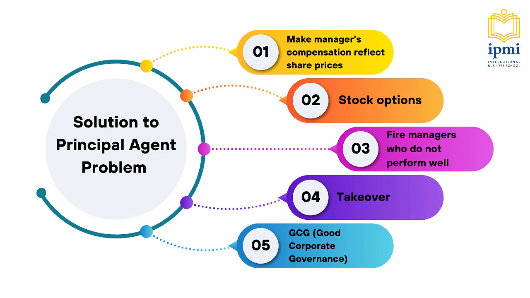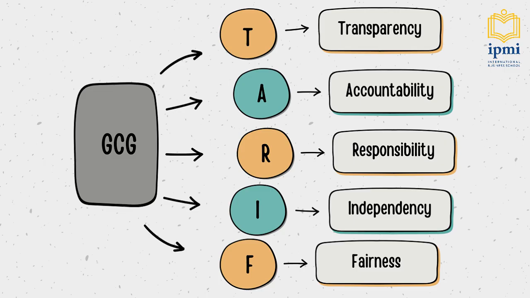And the solution to the principal-agent problem is to make managers' compensation reflect share prices, stock options, fire managers who do not perform well, takeover, good corporate governance or GCG. GCG consists of transparency, accountability, responsibility, independency, and fairness.